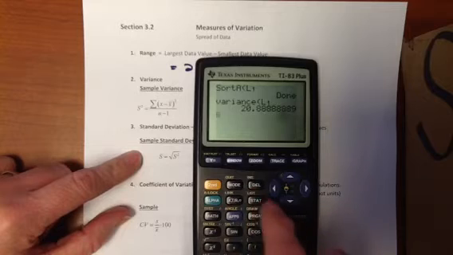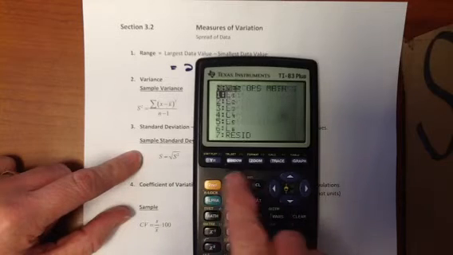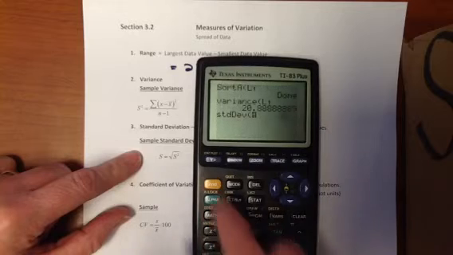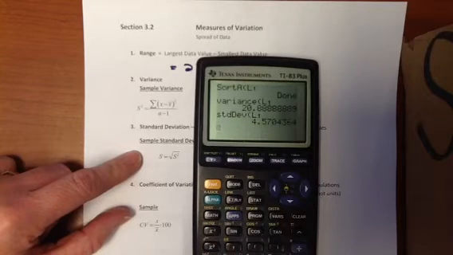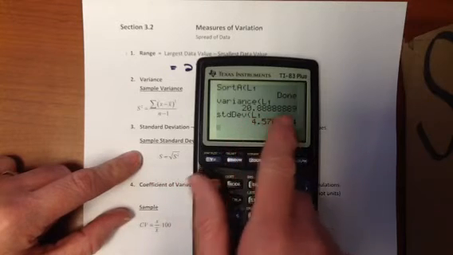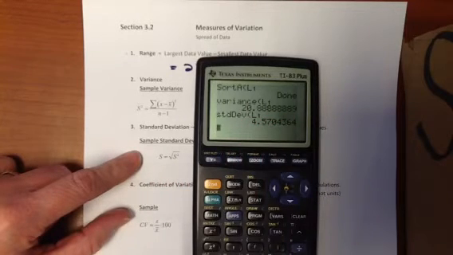We could also find the second list over in math, the standard deviation. So you have both the variance and standard deviation. We can see that the square root of 20.888 is 4.57.